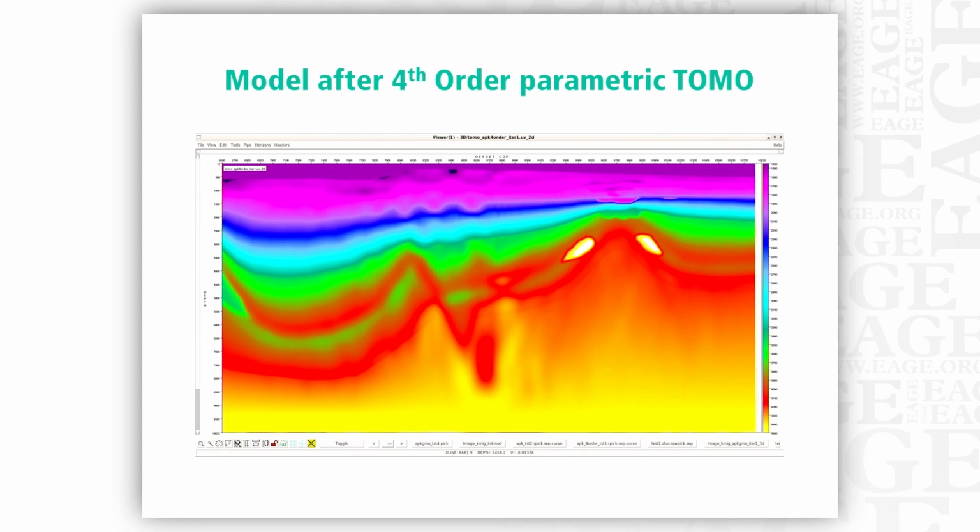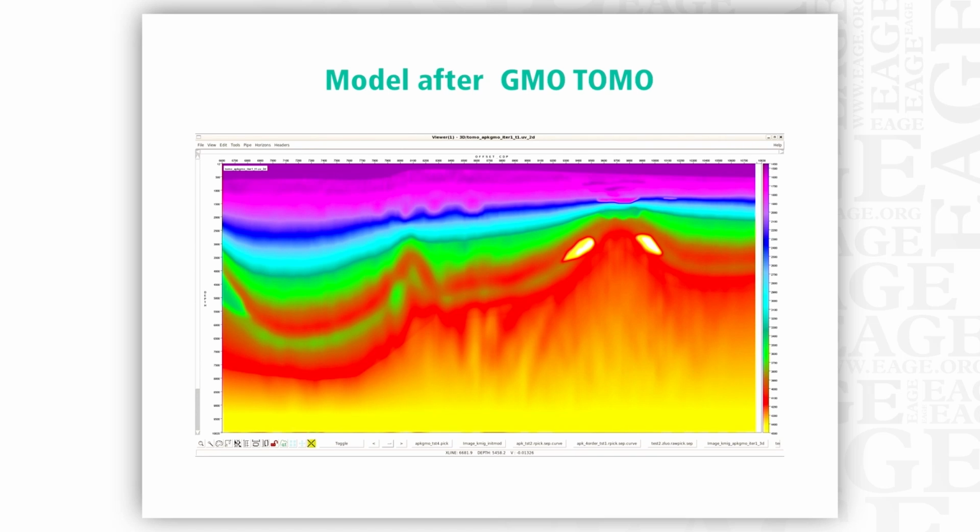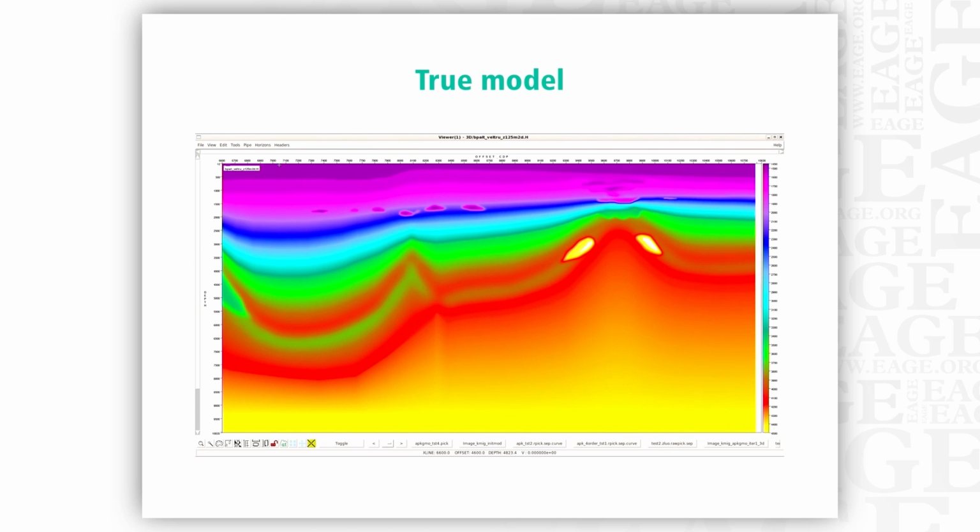And there's a lot of deep distortion there in the velocity field. Those red colors in the deep are false. Whereas the GMO generalized picking, non-parametric tomography gives that. And if we compare that to the true model, you can see it's doing a very good job. Again, it's not perfect, but this is pushing the limits of ray theory more towards the theoretical limit rather than algorithmic limits.